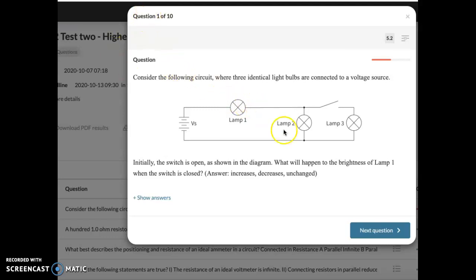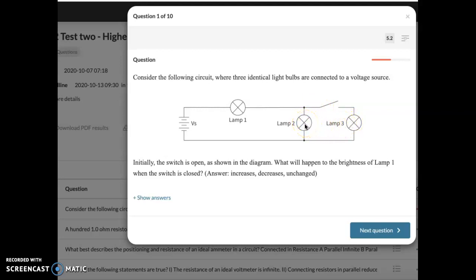Question 1. You have 3 bulbs, 2 in parallel, 1 in series. The switch hasn't been opened yet. At the moment, these 2 bulbs are in series with each other, so the voltage is split into 2. We're assuming they're the same. Now, the moment that you close this switch, you have 2 bulbs in parallel.